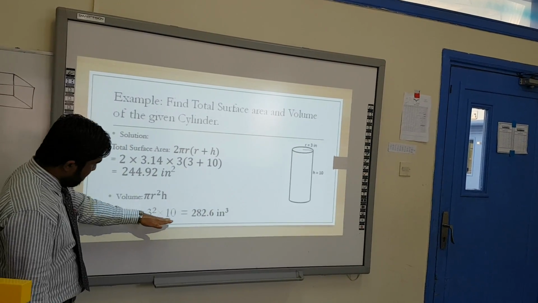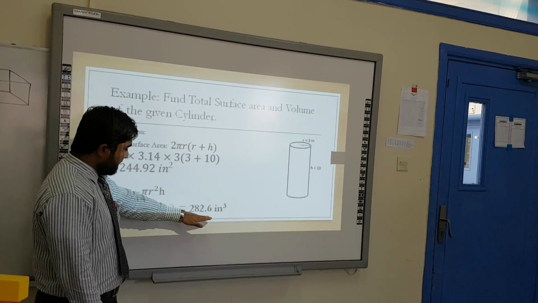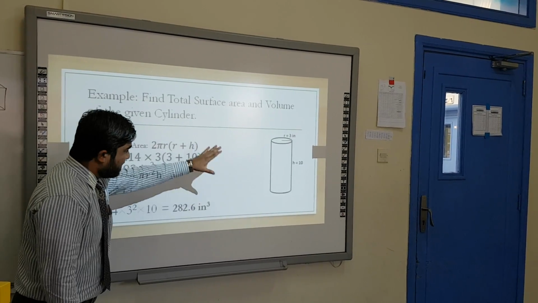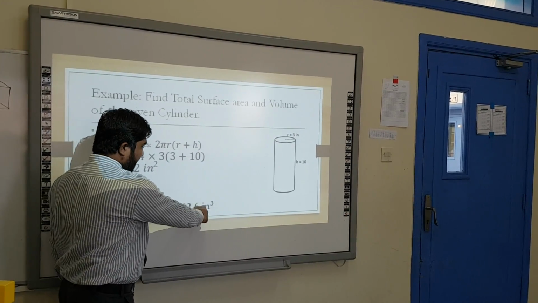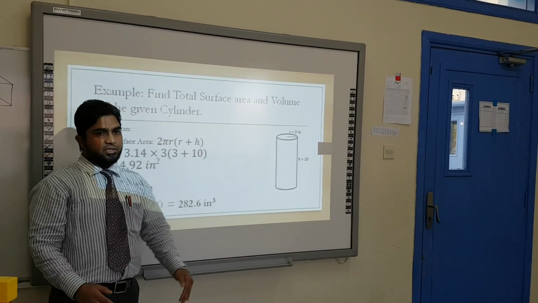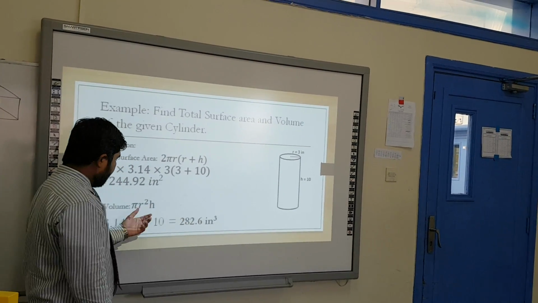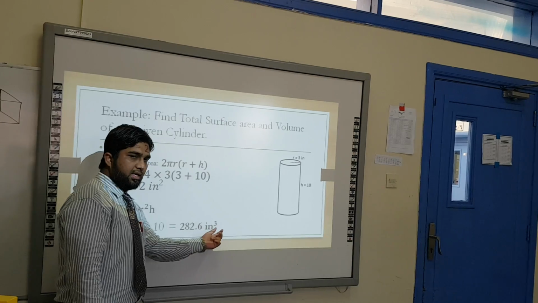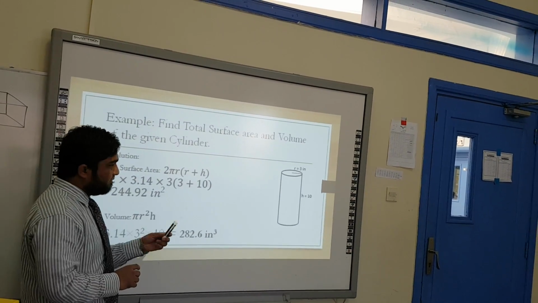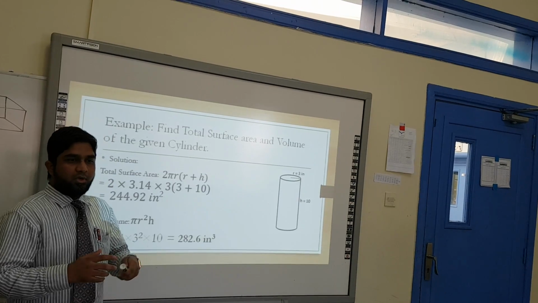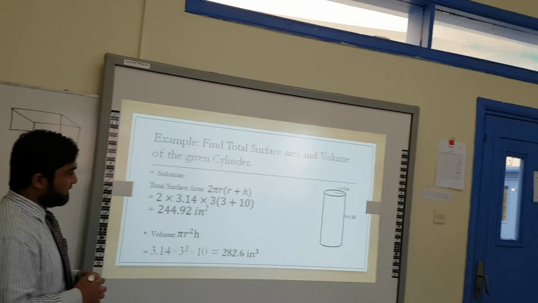Now if you multiply all the values here, we will get the volume of the given cylinder as 282.6 inch to the power 3. As we know already that when we find the volume, the unit is power 3. Now we will see and try to solve some more examples to get more idea and clear idea about that.